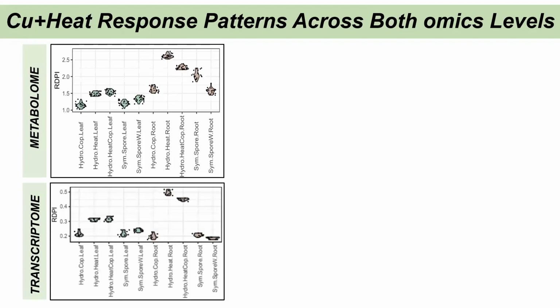So one last thing that I want to talk about in this section is an interesting response to the combined copper and heat stress that we observed in the metabolome and the transcriptome. When I showed the RDPI for the metabolome, I didn't talk about this before, but what we can see is that the combined heat and copper stress in the roots is intermediate between the copper alone and the heat alone. This isn't really the case in the leaves. Arguably, it's at the same level as the heat alone in the leaves, but in the roots, it appears intermediate.